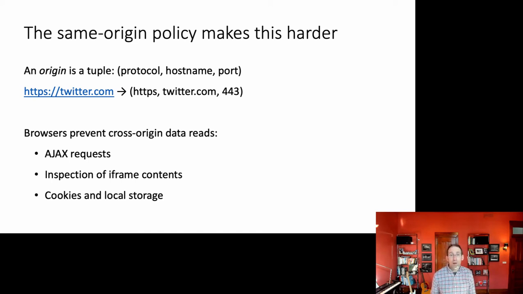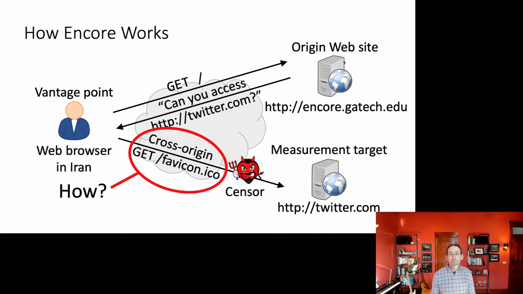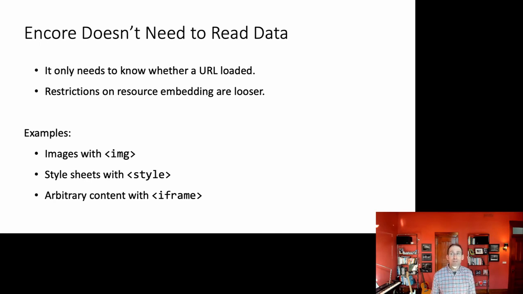And so if we go back to our picture, if our code is running at the origin website at georgiatech.edu, it's not possible for our code running over here at the origin to read the data that's loaded at the measurement target. And so the key challenge that Encore surmounts is how to basically get data across this side channel, in spite of the fact that the web security model has this cross-origin request capability. Fortunately, Encore doesn't need to read data. It only needs to know whether the URL succeeded or failed in loading.